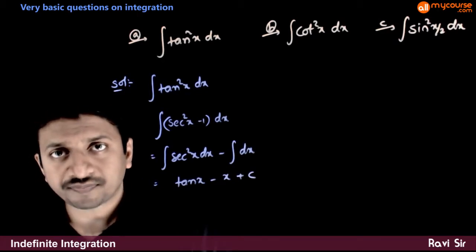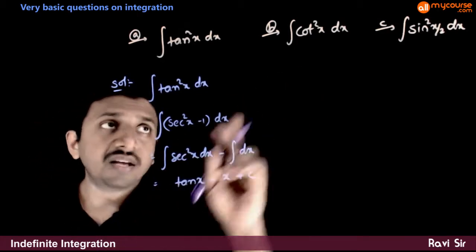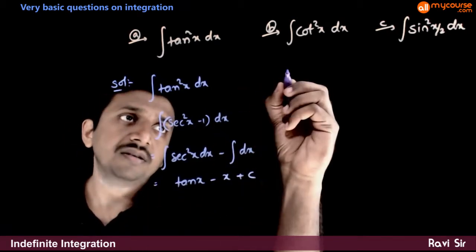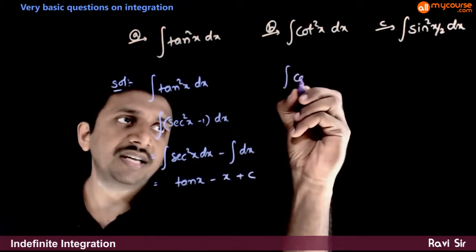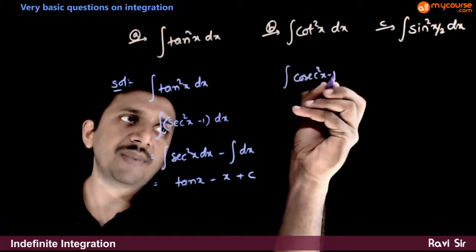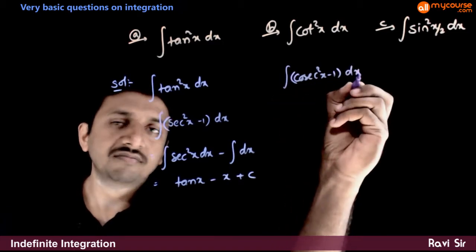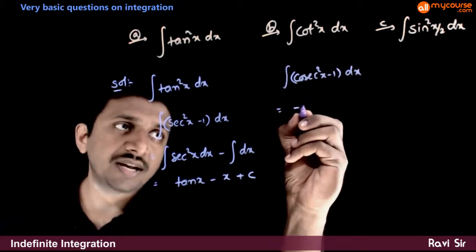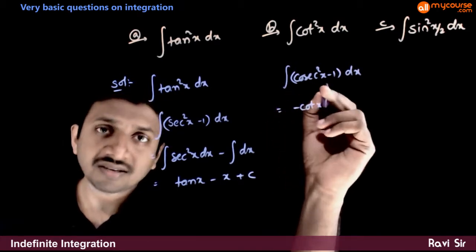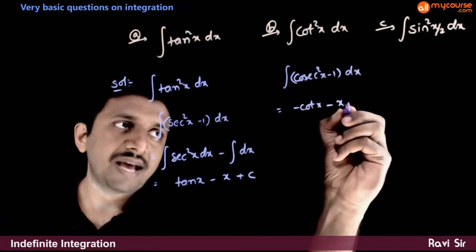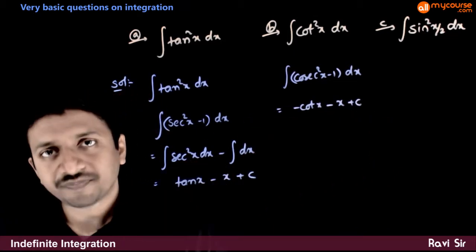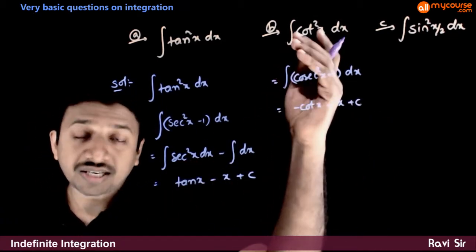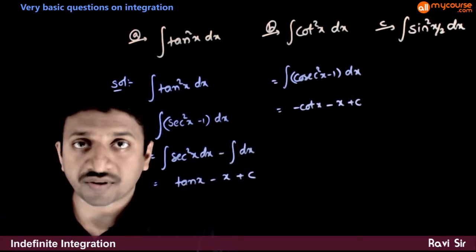And similarly, if you want to integrate cot square x, cot square x can be written as the integration of cosecant square x minus 1 dx. If you do the same separation here, the integration of cosecant square x is minus cot x, minus dx's integration, which is minus x, plus c. So that's the integration of cot square x.